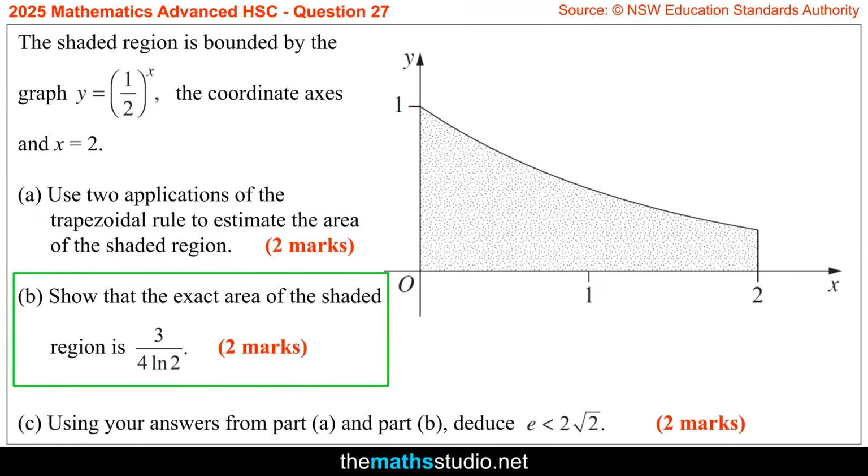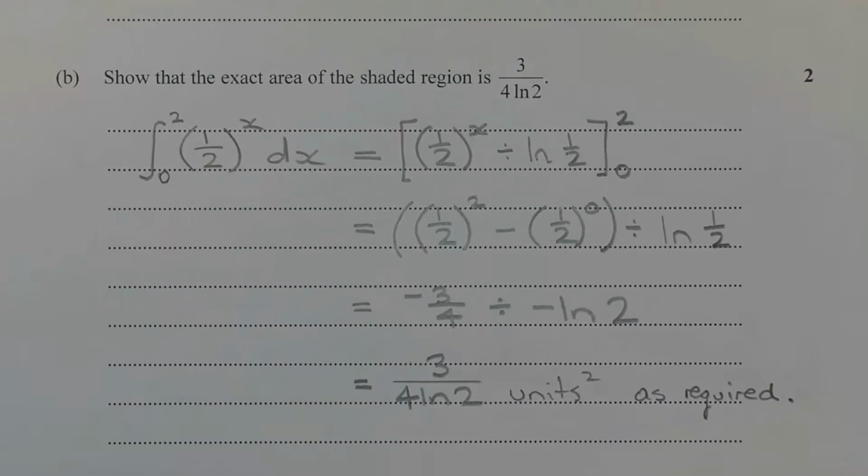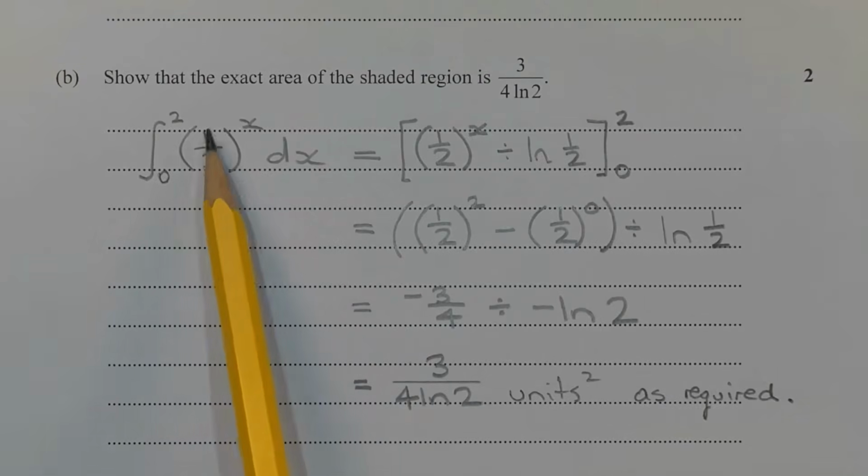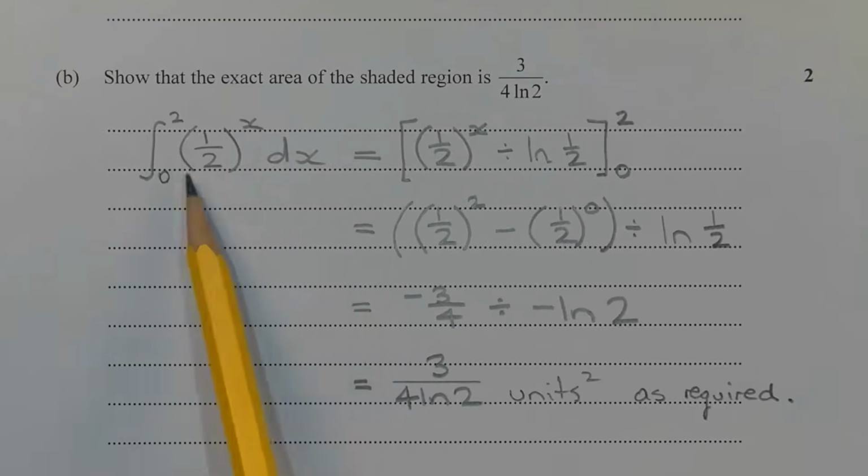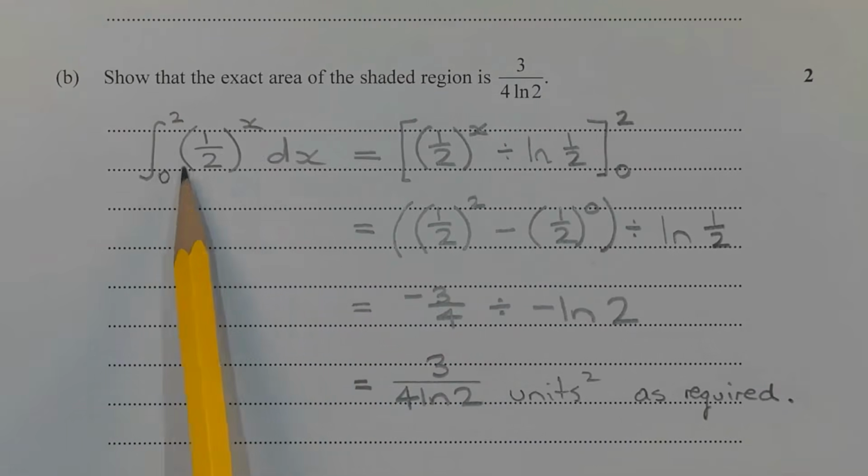Part B. Show that the exact area of the shaded region is 3 over 4 times ln of 2. If we were to differentiate half to the power of x, being an exponential expression, the derivative of half to the power of x is just half to the power of x times ln, or the natural log of the base, so it'll be times ln of half.